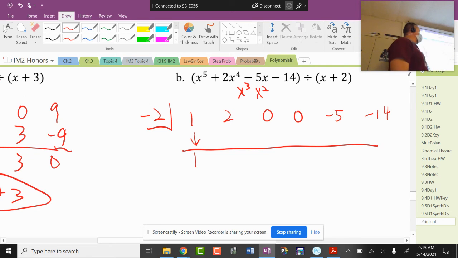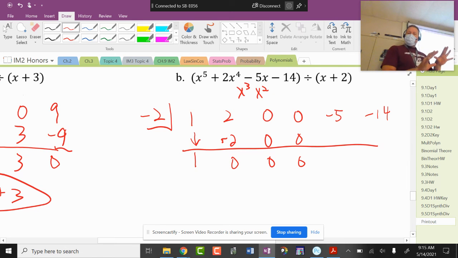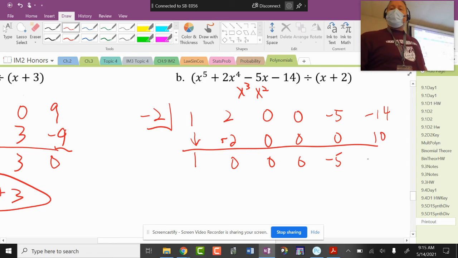Oh, bring down the 1 and then your multiply add process. 0, 0. Well, this is interesting. 0. I want to make sure I'm not going too fast here. -2 plus 2 is 0. Then 0 times -2, 0, 0, 0. Now we got something. Oh, is this a factor? Yes or no? No. Now, what is the final answer?